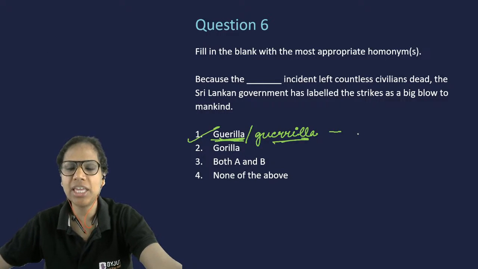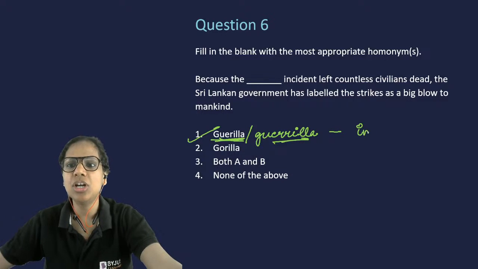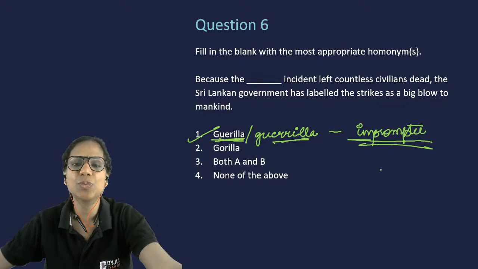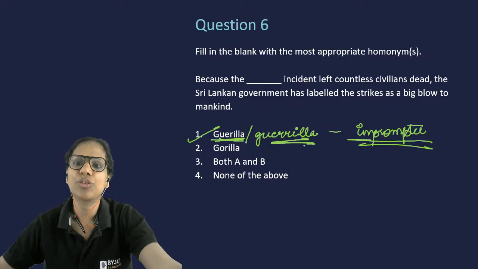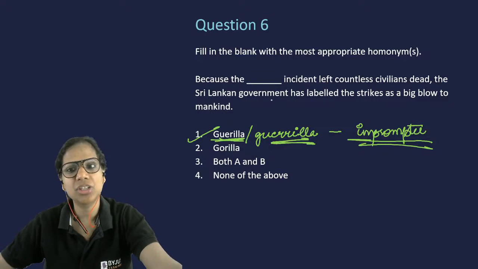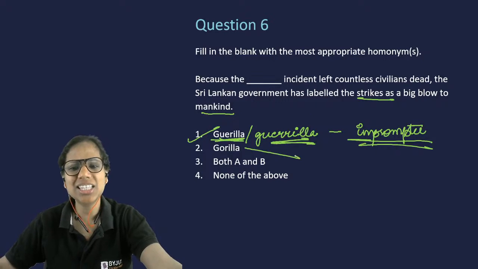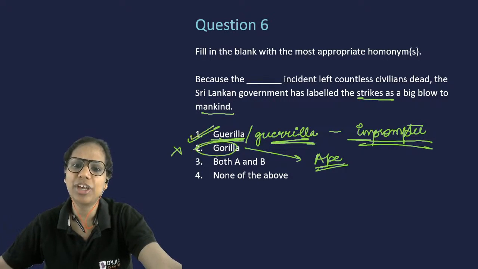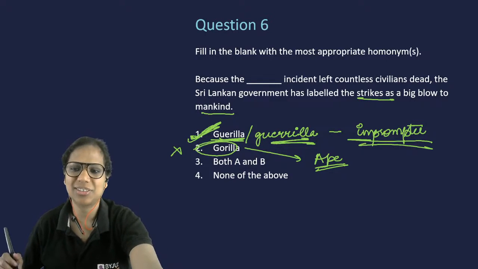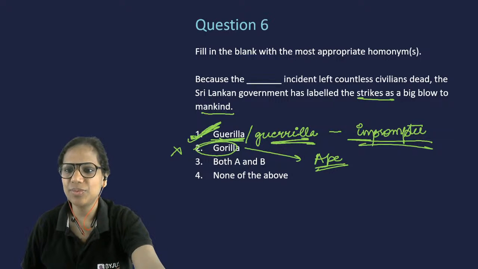Guerrilla warfare is actually a war tactic where you do something in an impromptu way. It has a shock element, surprise element to it, right? So let's say you ambush your enemy, right? So that's a guerrilla warfare tactic. So because of this guerrilla incident, the Sri Lankan government has labeled the strikes as a big blow to humankind. This is the ape gorilla, as we all know, right? We don't use this for warfare, for any disturbance. Okay, all right.